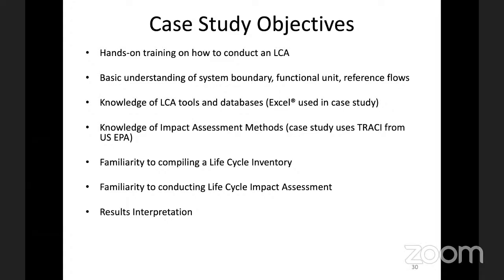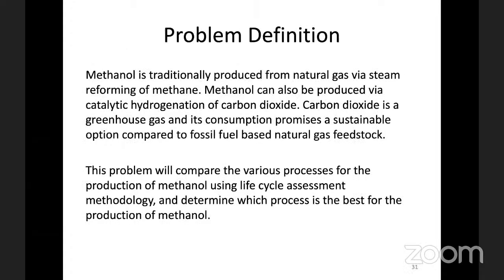And you have familiarity to compiling a life cycle inventory, conducting life cycle impact assessment, and results interpretation. So here, the problem definition is that methanol is traditionally produced from natural gas via steam reforming of methane, and it can also be produced via catalytic hydrogenation of carbon dioxide. CO2 is a greenhouse gas, and its consumption promises a sustainable option compared to fossil fuel-based natural gas feedstock. This problem will compare the various processes for the production of methanol using life cycle assessment and determine which process is best for the production.